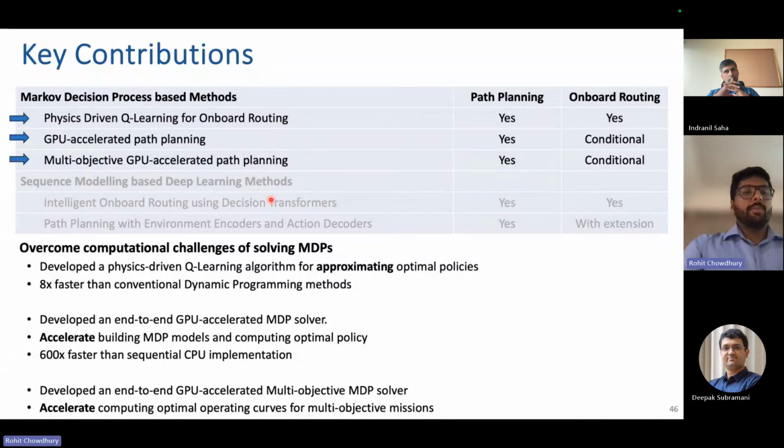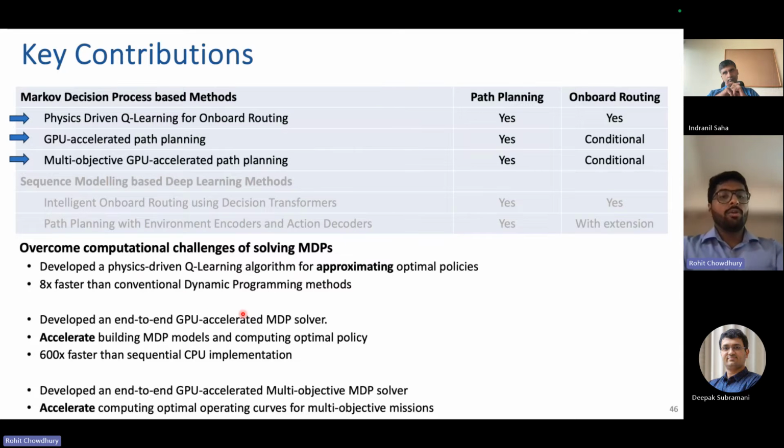So to quickly summarize what I've talked about today, the key contributions of my work are as follows. I talked about two categories of works. The first one based on Markov decision processes, wherein the major challenge was to address the computational expense. In those series of works, the first work was about this physics-driven Q-learning, where we developed a physics-driven Q-learning algorithm for approximating the optimal policies and achieved 8 times speed up compared to the conventional dynamic programming methods.